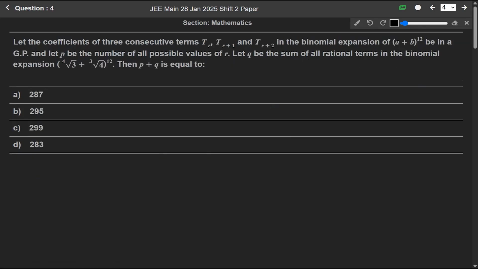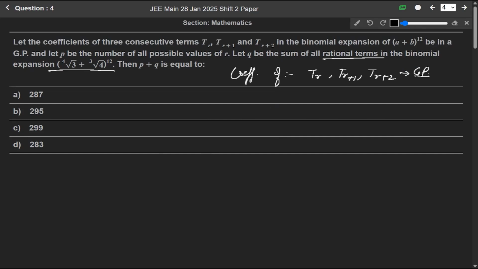Now question number 4. Let the coefficients of the three consecutive terms T(r+1) and T(r+2) in the binomial expansion of (a plus b) to the power 12 be in GP, geometric progression, and let P be the number of all possible values of r. Let Q be the sum of all rational terms in the binomial expansion, then P plus Q is equal to. So the coefficients of three consecutive terms Tr, T(r+1), T(r+2) are in GP.